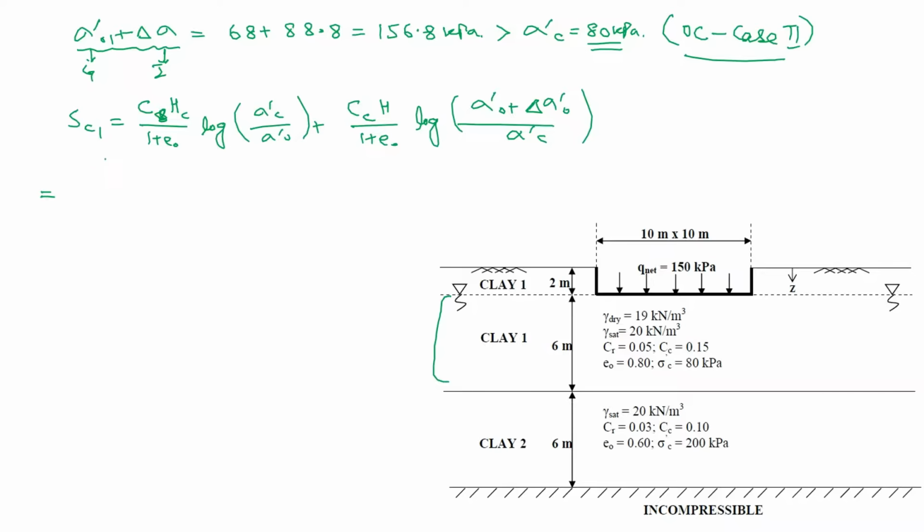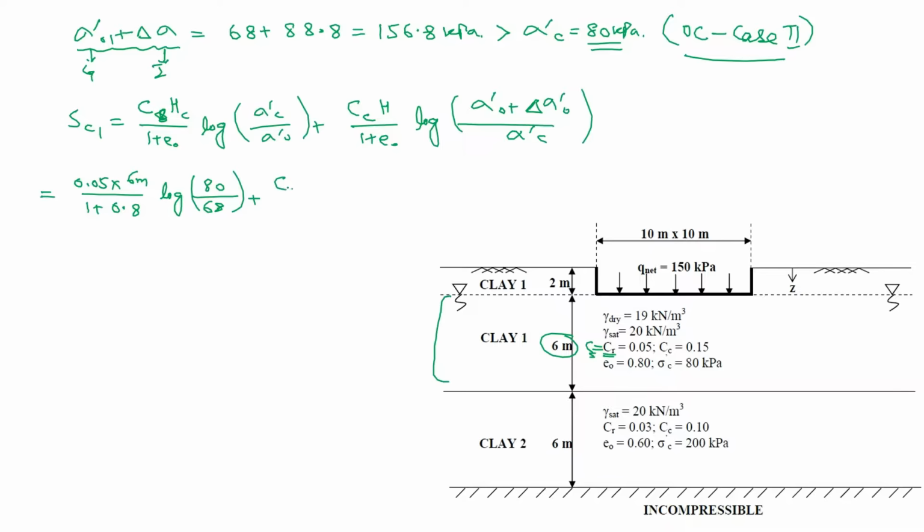So what is CS for this layer? This is 0.05. This CR is the recompression or swelling index. CR and CS are the same. So it's 0.05 times, what is the height of the first layer? This is 6 meter, over 1 plus E naught for layer 1, which is 0.8, log of sigma dash C is 80, sigma dash naught is 68.